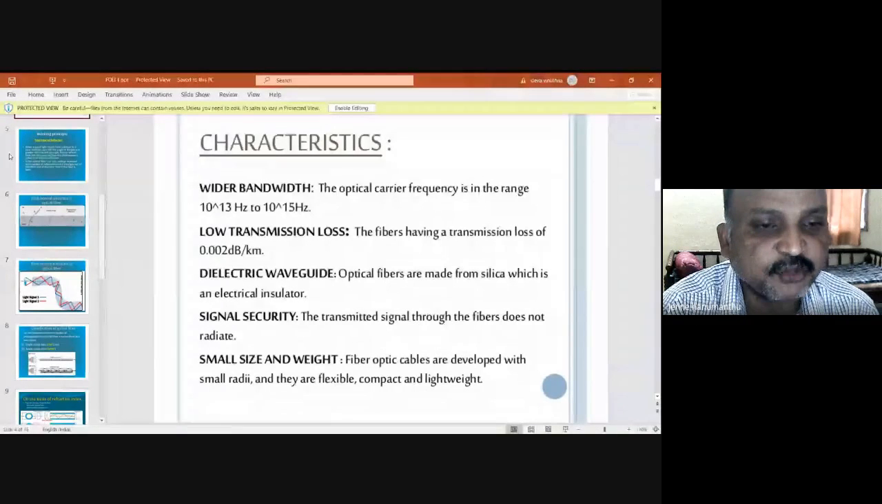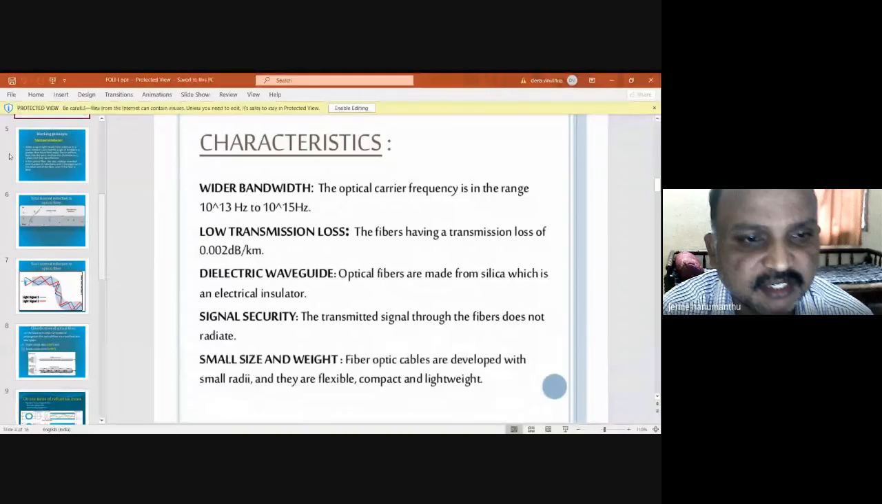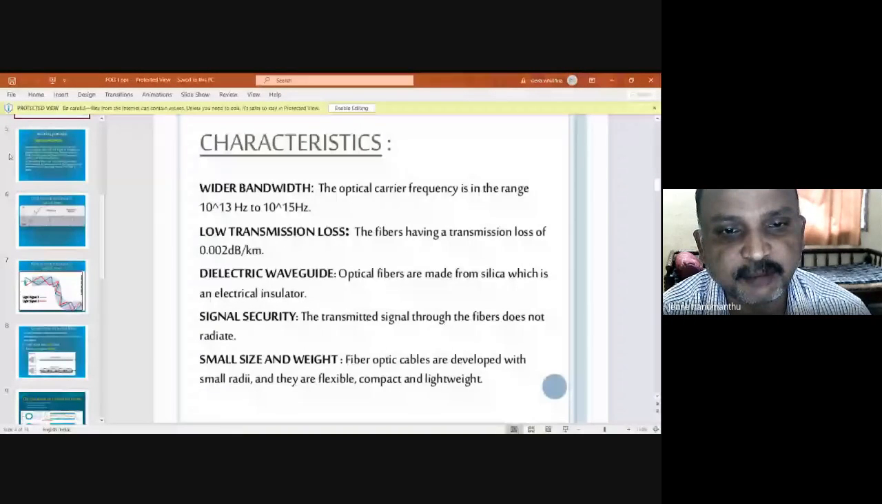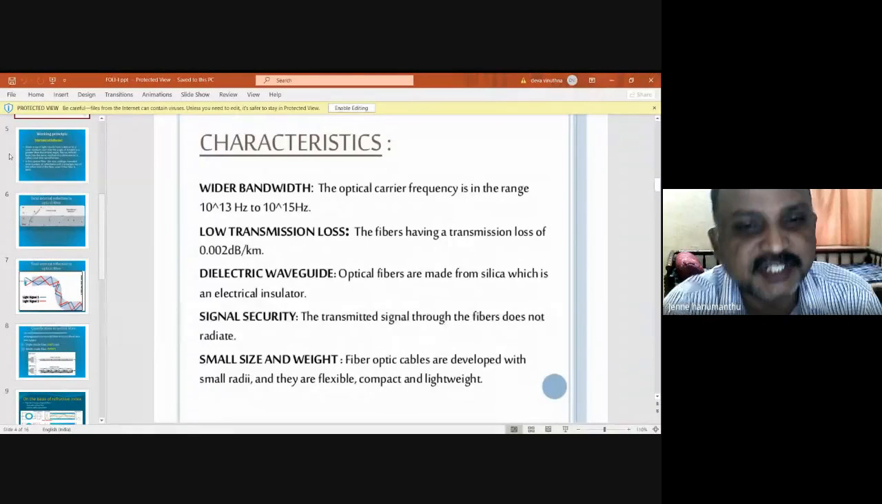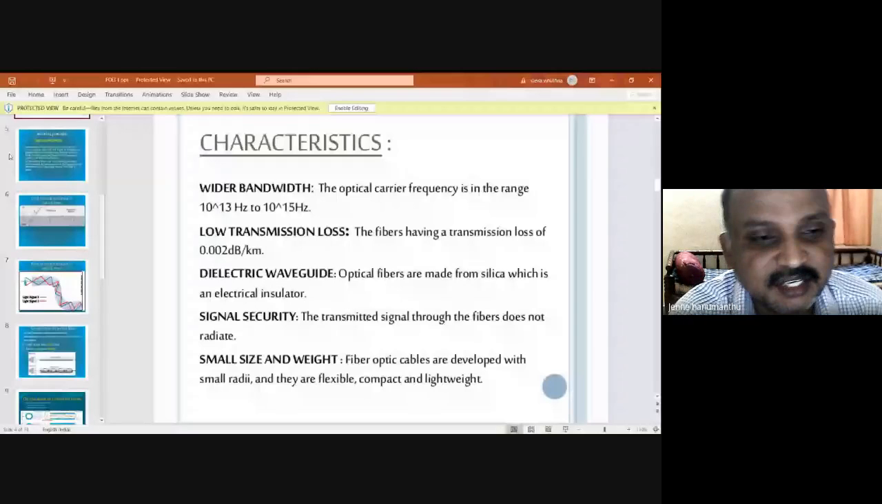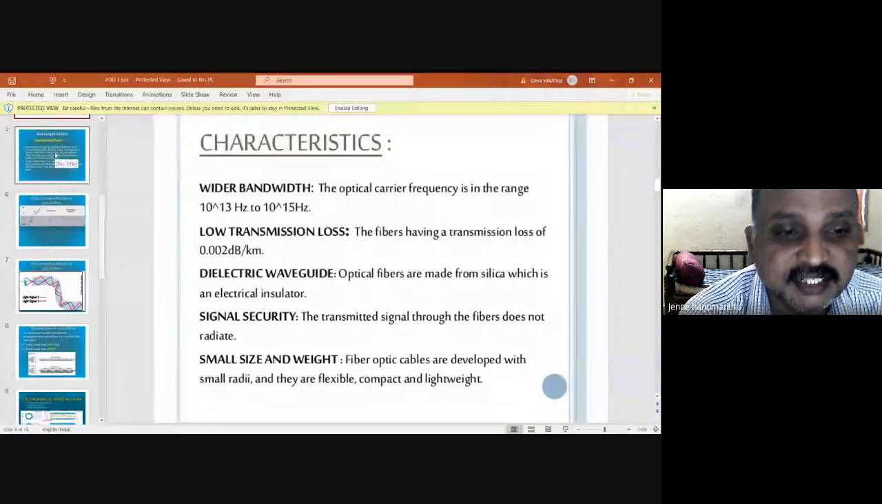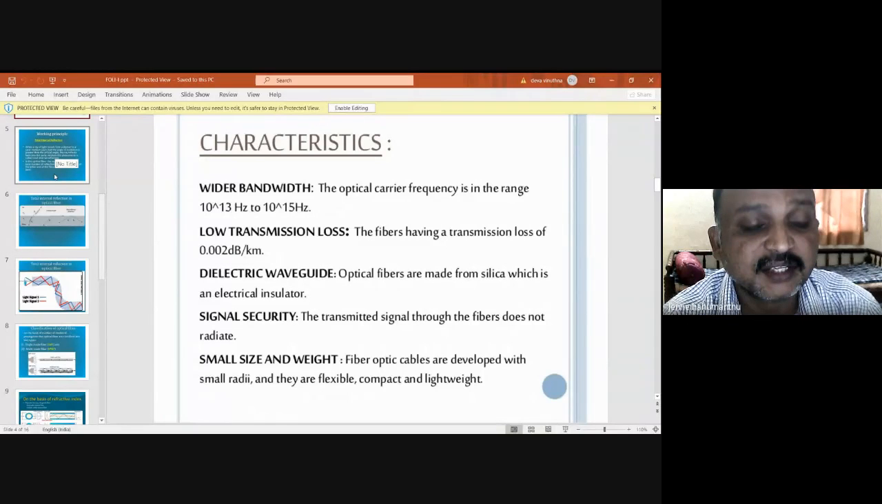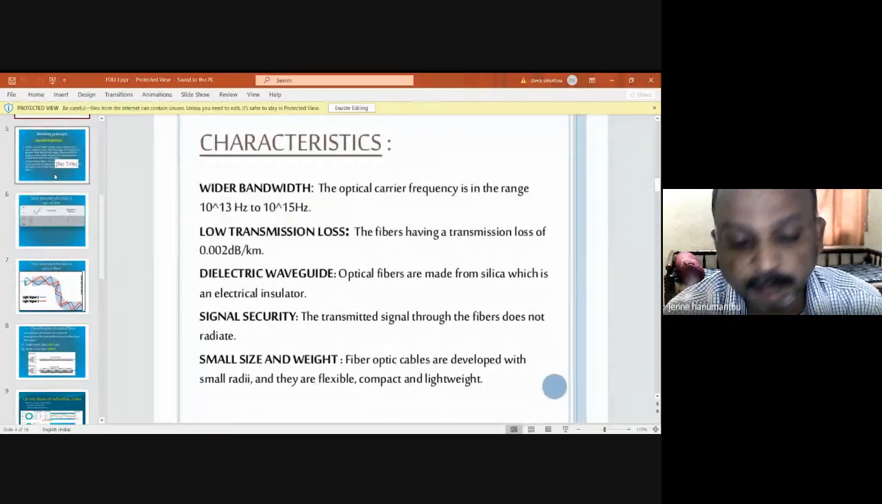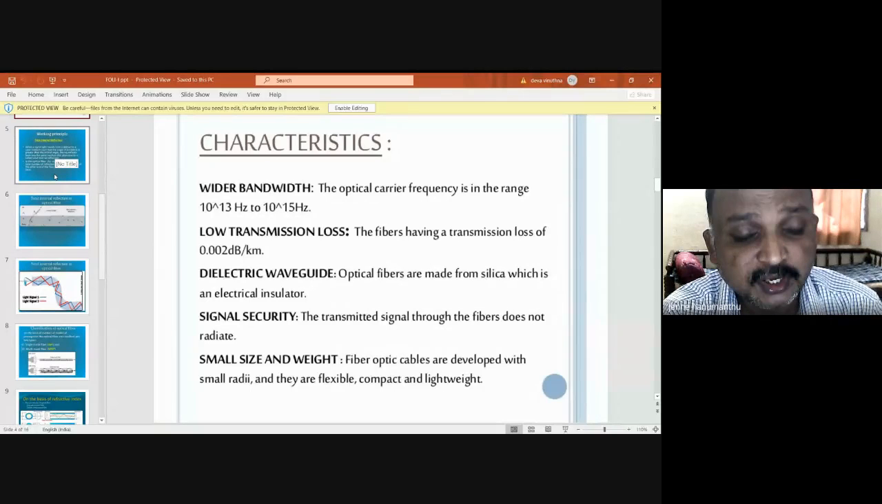Next one is signal security. The signal through the fiber does not radiate. Sometimes we cannot say that 100% it is correct. Signal security is not 100%, but there is a comparison. If we compare with the coaxial cable and other communications, in fiber communication the signal is highly secure. Of course, there will be some expected loss. As you know, 0.002 decibels per kilometer is very less and acceptable loss.